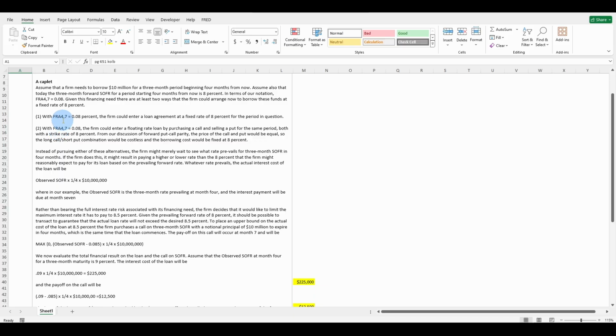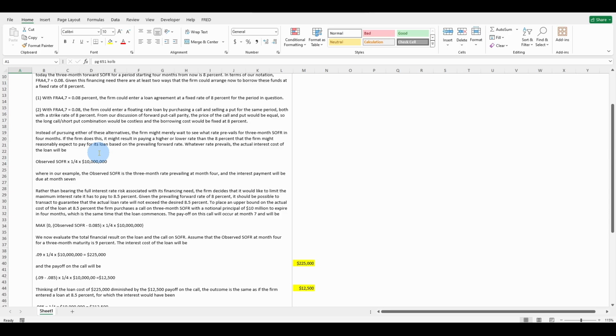One, with FRA 4,7 equals 8%, the firm could enter into a loan agreement at a fixed rate of 8% for the period in question. Two, with FRA 4,7 equals 8%, the firm could enter a floating rate loan by purchasing a call and selling a put for the same period, both with a strike rate of 8%. From our discussion of forward put-call parity, the price of the call and put would be equal, so the long call short put combination would be costless and the borrowing costs would be fixed at 8%.